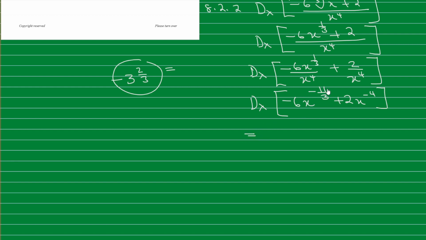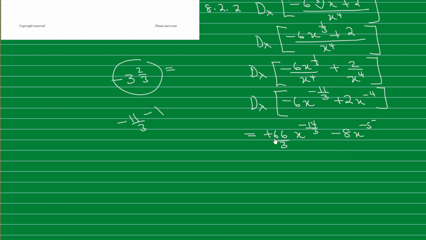That will be negative 11 over 3 by 6. That will give us positive 66 over 3, I guess. That will be x to the power negative 11 over 3. So that is negative 11 over 3, subtract 1. We always subtract from the exponent. We'll get negative 14 over 3. And then we multiply here, we'll get negative 8 x to the power negative 5.